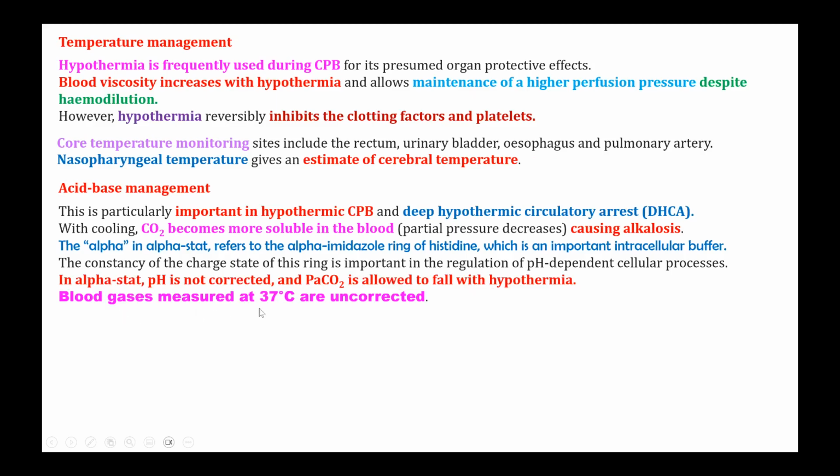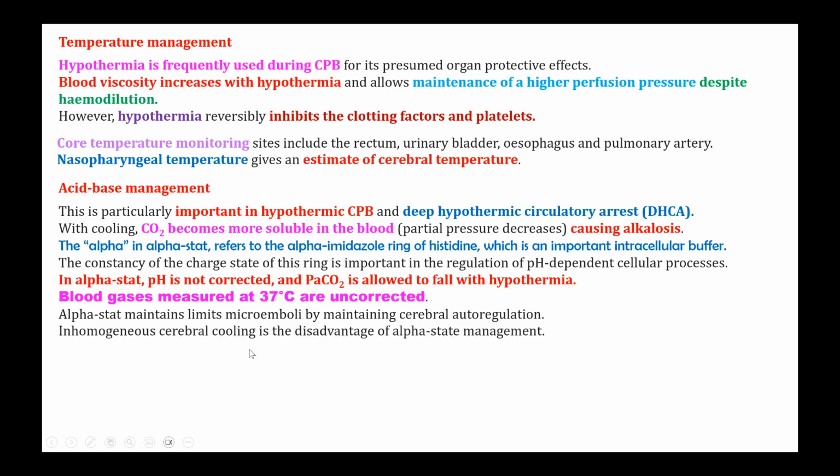So blood gases measured at 37 degrees centigrade are uncorrected. Alpha stat limits microemboli, and maintaining cerebral autoregulation is allowed because the carbon dioxide is not corrected. And in homogeneous cerebral cooling, this is the disadvantage of the alpha stat based management.